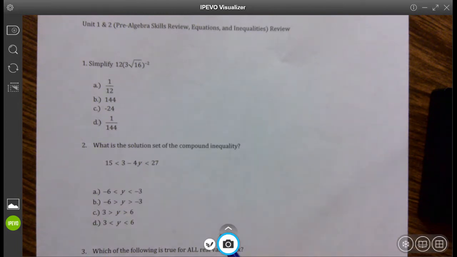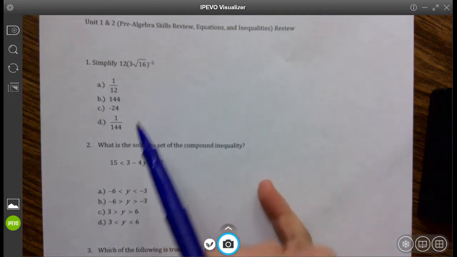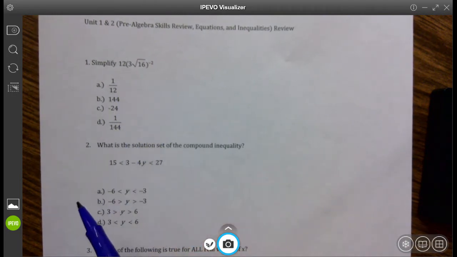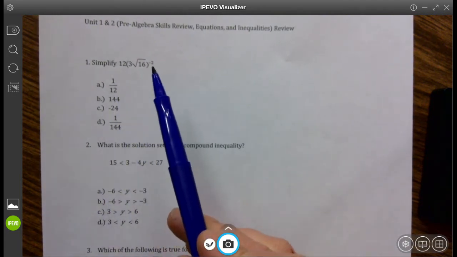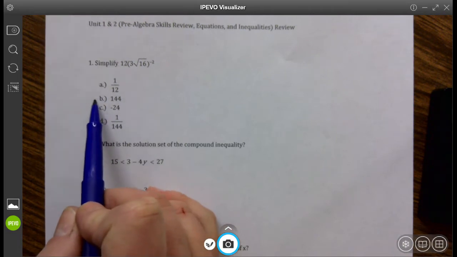Number 1, there's a few different ways we can do this. I can either use the calculator or I can just do it myself algebraically. Well, first of all, is there anything we can cancel out? I see a -2 as an exponent.